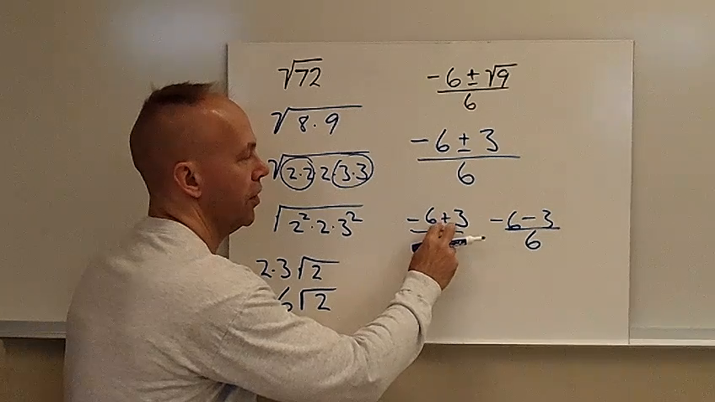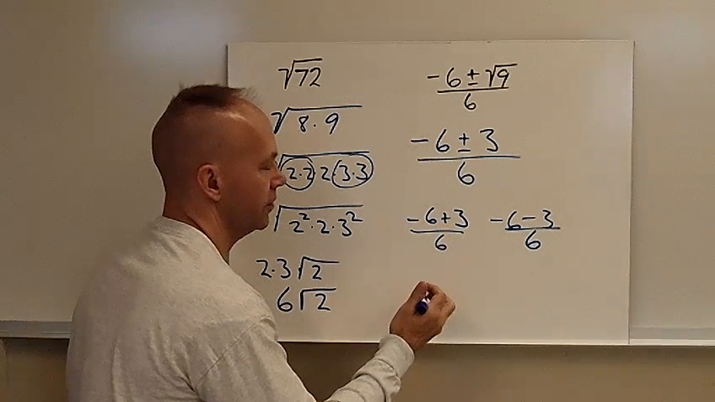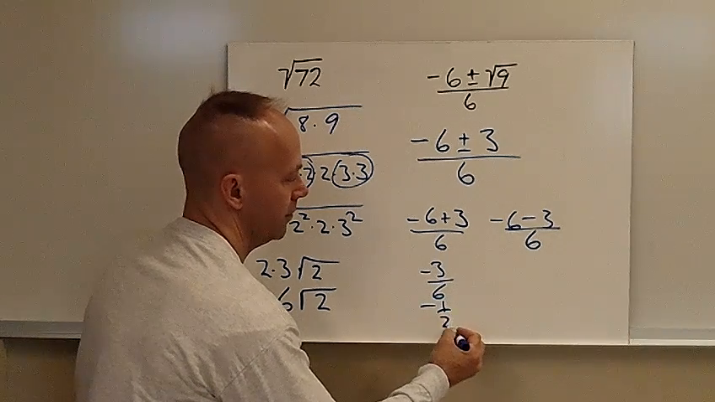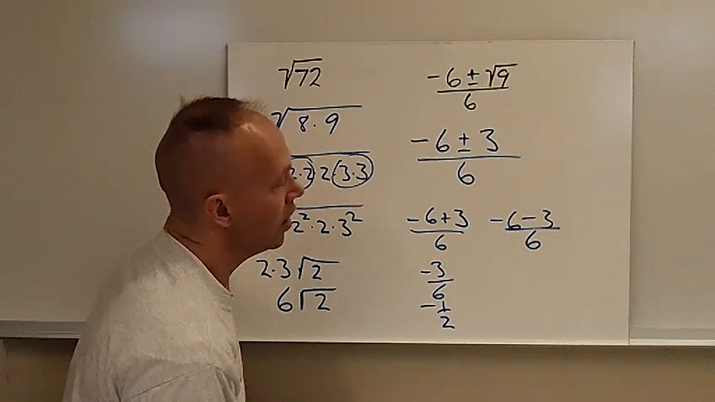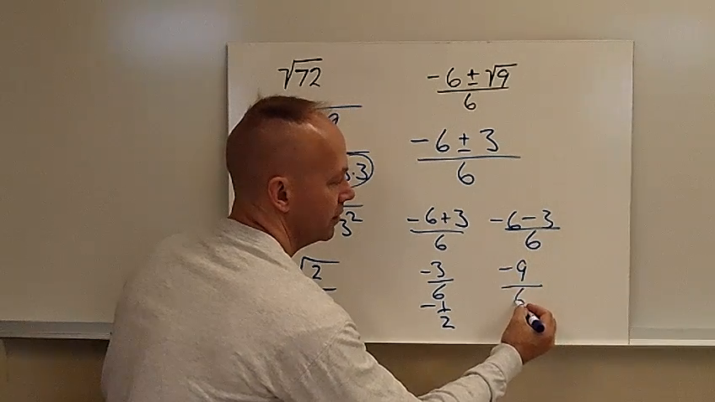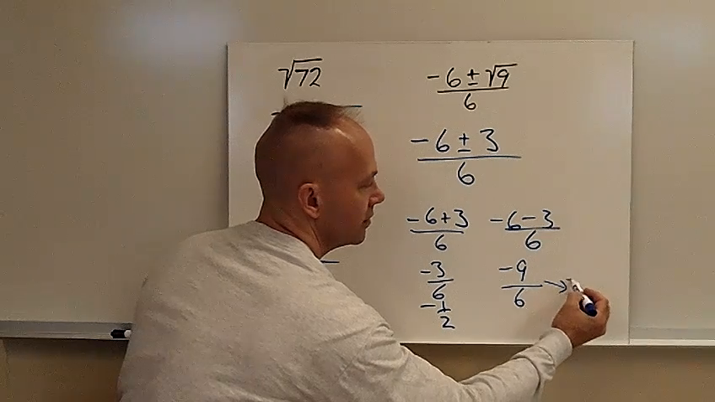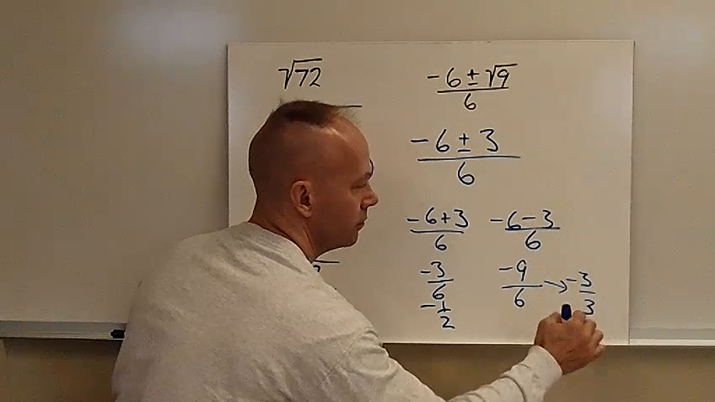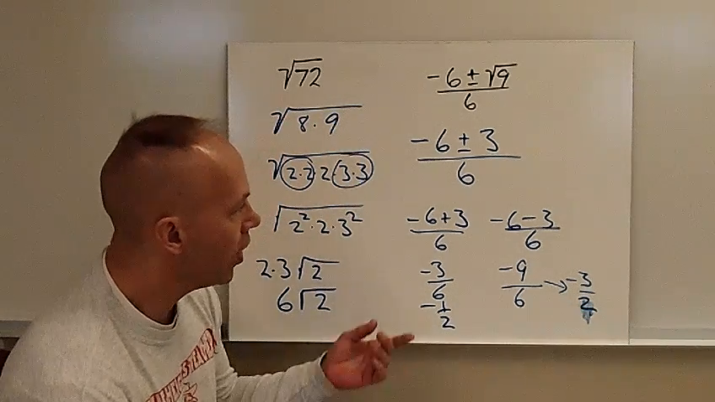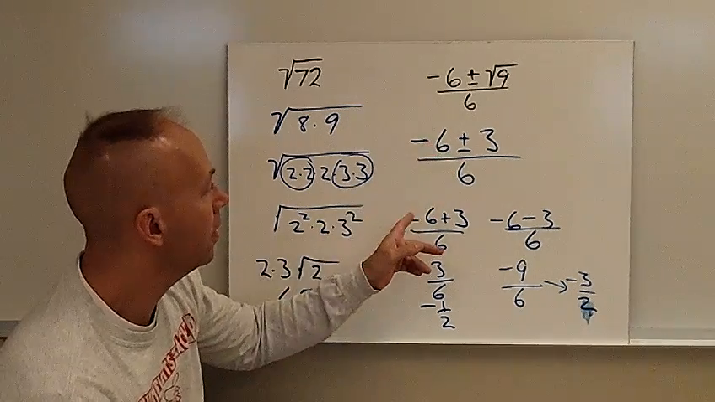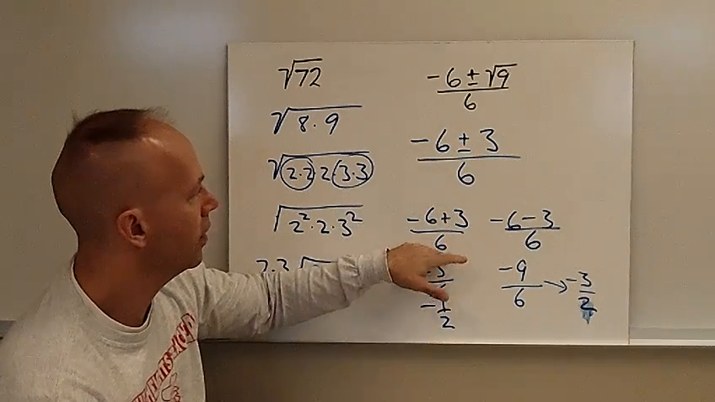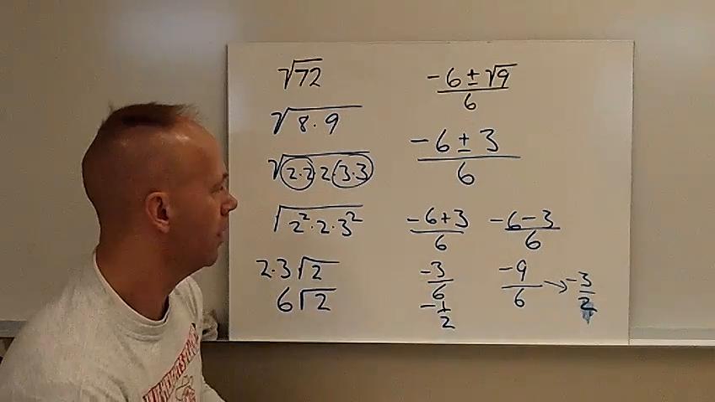Now, working up top, combining these, I get -6 plus 3 is -3 over 6, and that simplifies to -1/2. Up here, I've got -6 minus 3, that's -9 divided by 6, and that simplifies to -3 halves. Cool. So that's one way, if we can, just take the top, take that -6, that first term, plus that number over the denominator, -6 minus that number over the denominator.